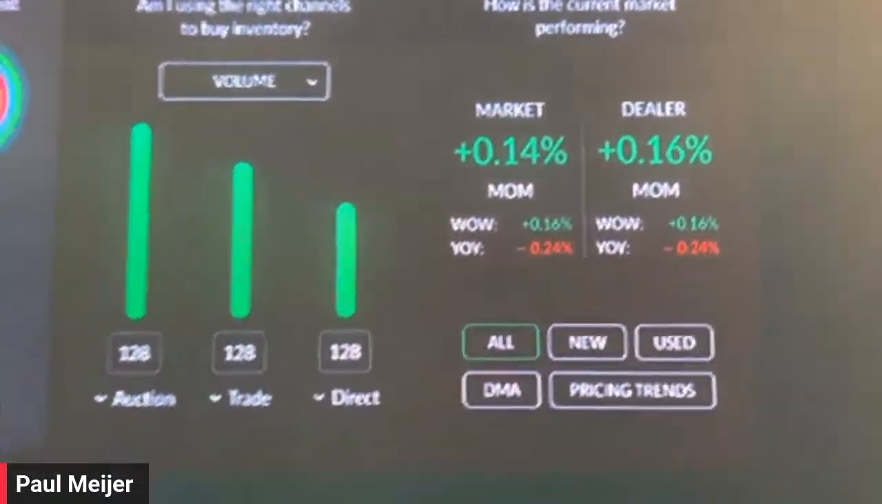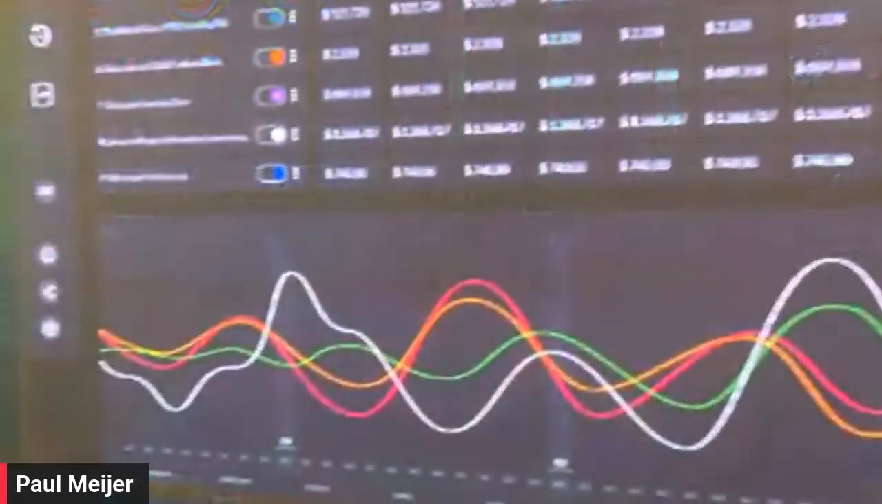Now, what does this tie into? DMS, or what does it tie into? Yeah, so DMS, your inventory management system, VenQ is our partner. So if you're a VenQ client, you're automatically integrated, so we can drive all your data in from there.